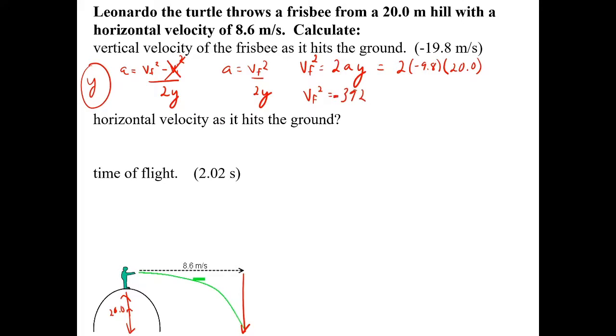Now, we can't take the square root of a negative number because of i and all that crazy stuff. But remember, for us, the negative doesn't really mean negative. For us, the negative is the direction. So we can kind of safely pull that out. So the v final is negative of the square root of 392. So v final is negative 19.8 meters per second.